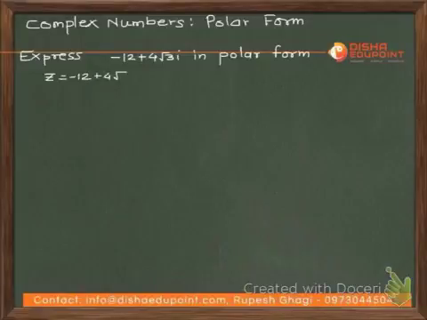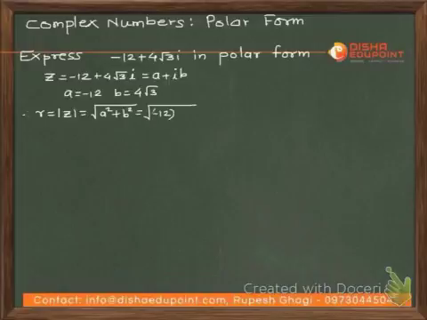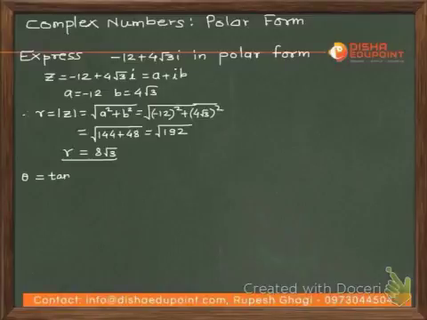Okay, first of all, see here z is equal to minus 12 plus 4 root 3i, which is equal to a plus ib. Here a is equal to minus 12 and b is equal to 4 root 3. So r is equal to mod z is equal to under root of a square plus b square, which is equal to under root of minus 12 square plus 4 root 3 whole square. If you go on solving, this will give you 8 root 3. So the modulus of this number, minus 12 plus 4 root 3i, is 8 root 3.